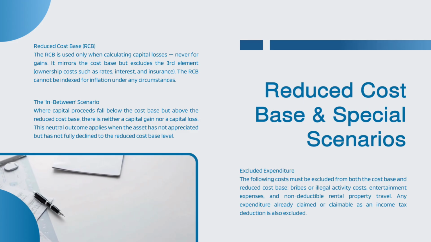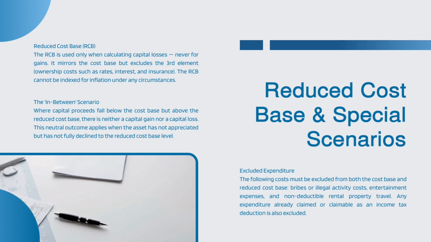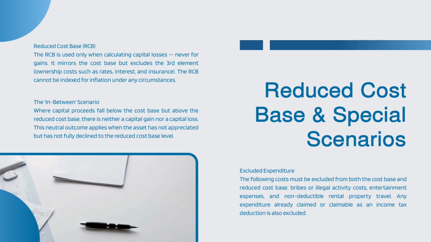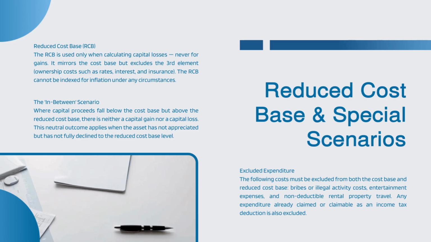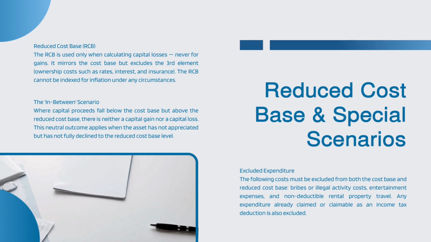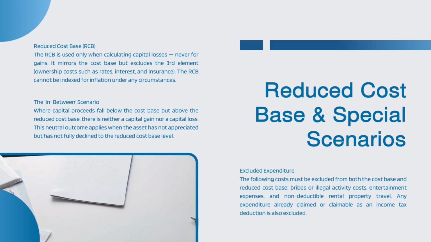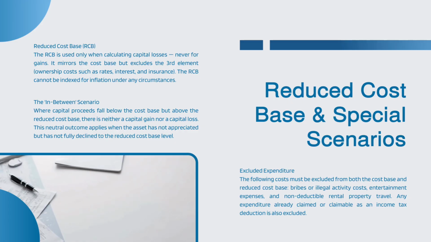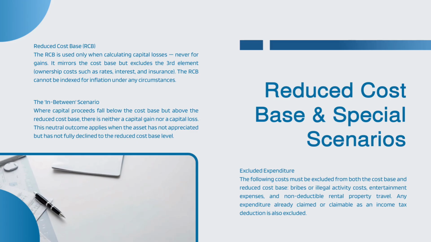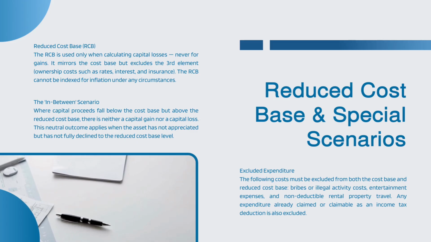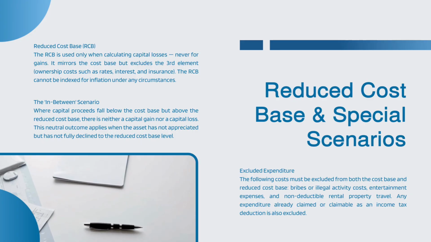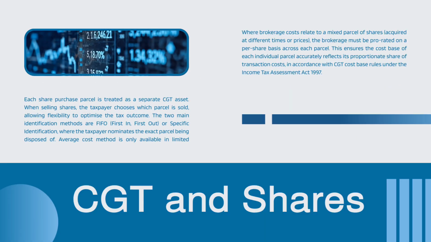The main difference here is that you cannot include those third element ownership costs, like mortgage interest or rates, in a reduced cost base to inflate a capital loss. Because the reduced cost base is lower than the regular cost base, you can have a scenario where the sale proceeds fall exactly between the two numbers. When this happens, the taxpayer records neither a capital gain nor a capital loss. Additionally, you can never include illegal expenses, bribes, or non-deductible rental travel in any cost base.